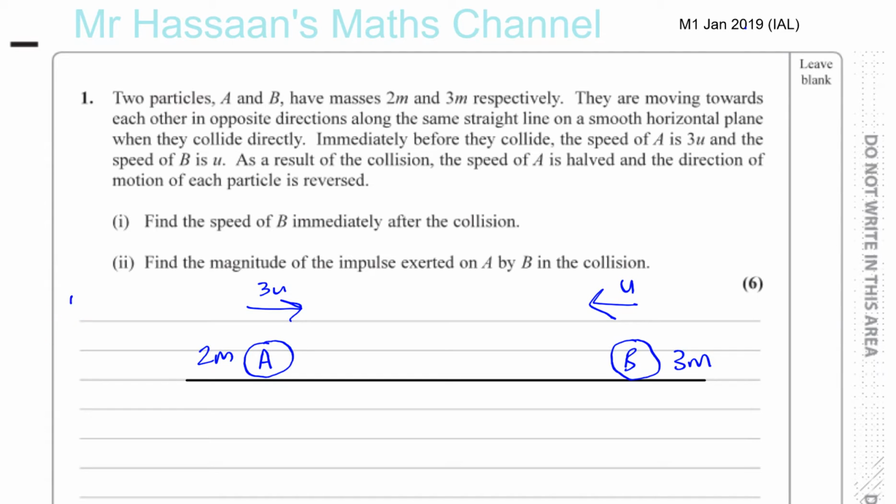So this is like considering what's happening before the collision. After the collision, I'll write the after part down here. What's happened is the speed of A is halved, and the direction of motion of each particle is reversed. So this speed is going in the opposite direction to where it was going before, so it's going to be 3u over 2, it's halved. And for B it's going to go in the opposite direction because the direction of each particle is reversed, but we don't know its final velocity, I'll call it VB. Find the speed of B immediately after the collision. So that's what we have to find.